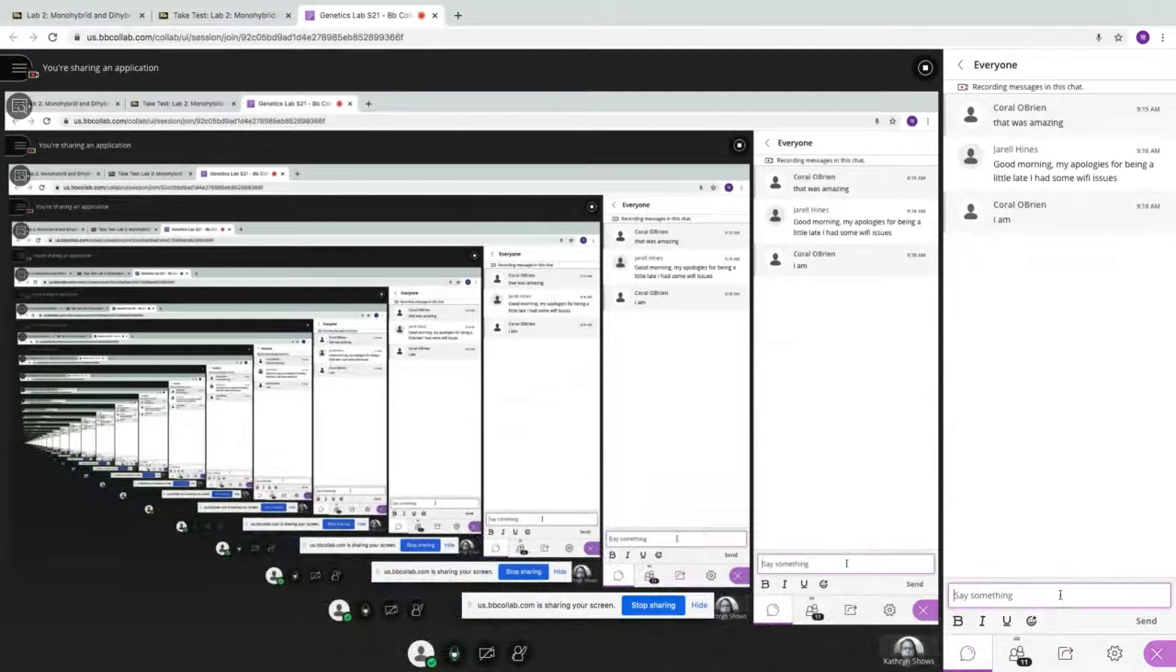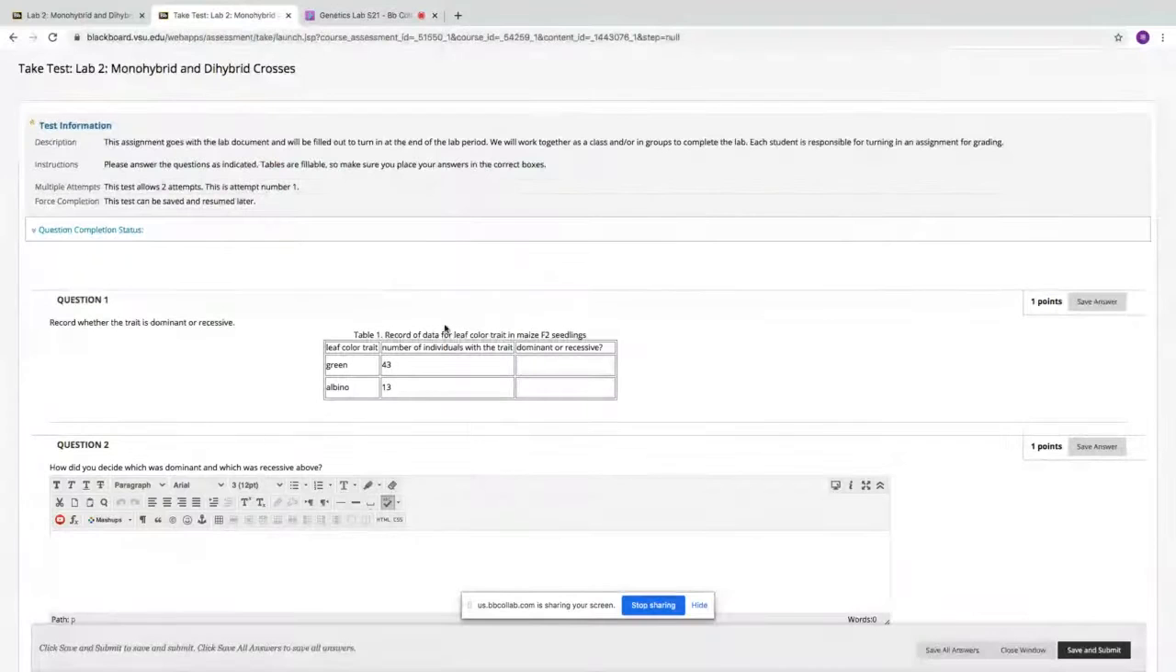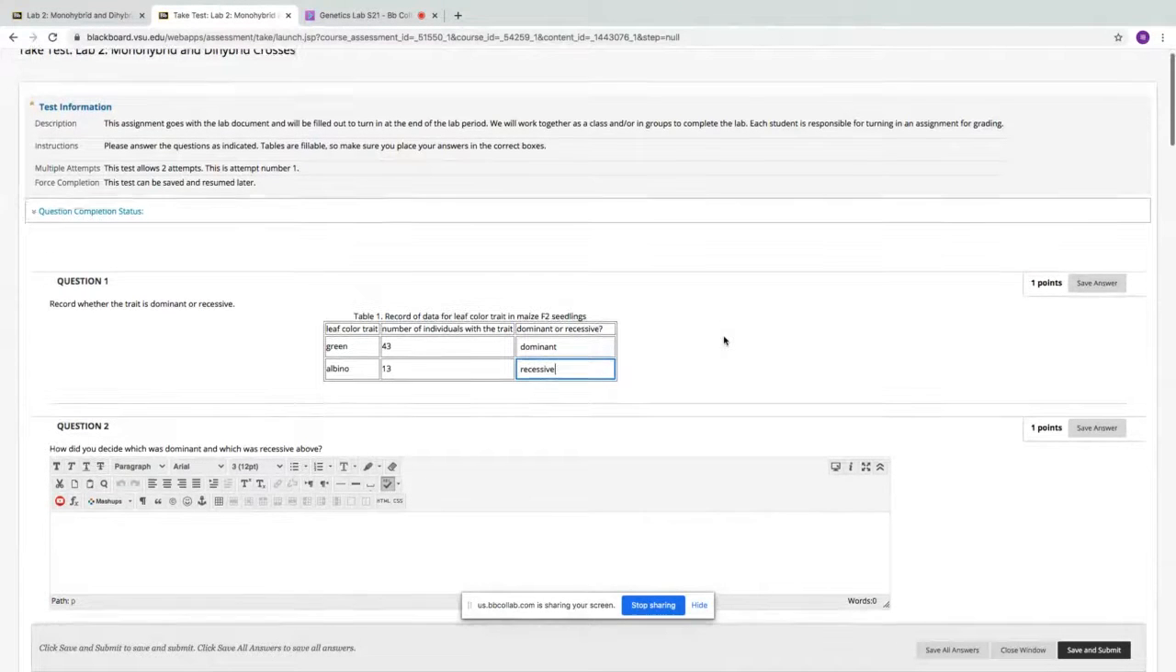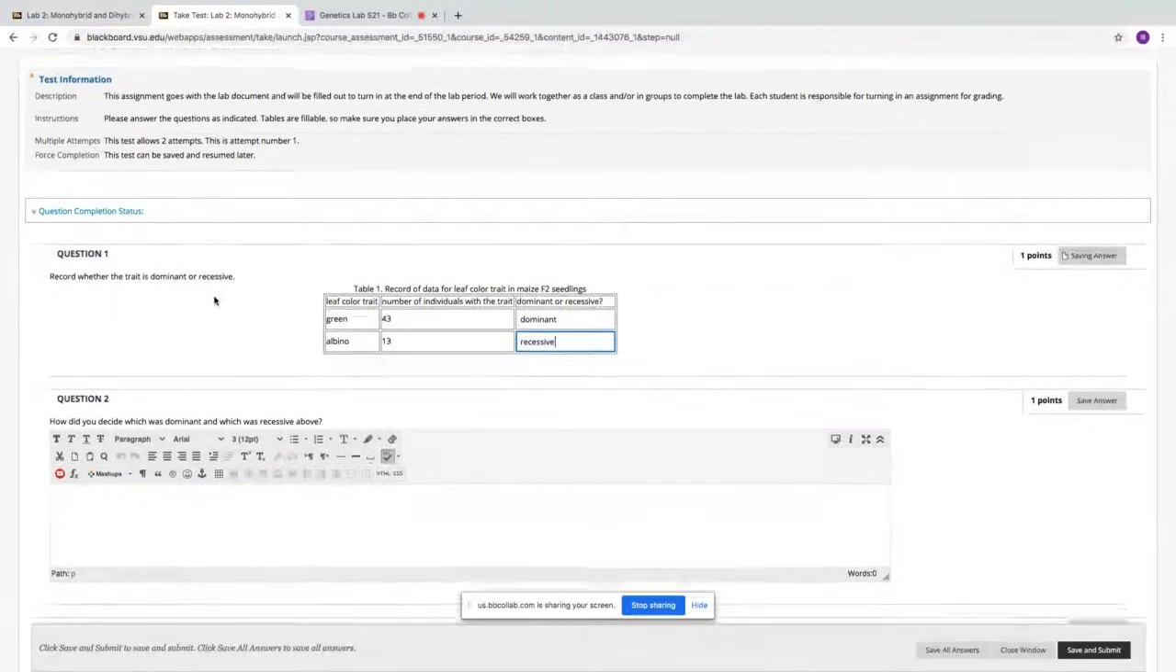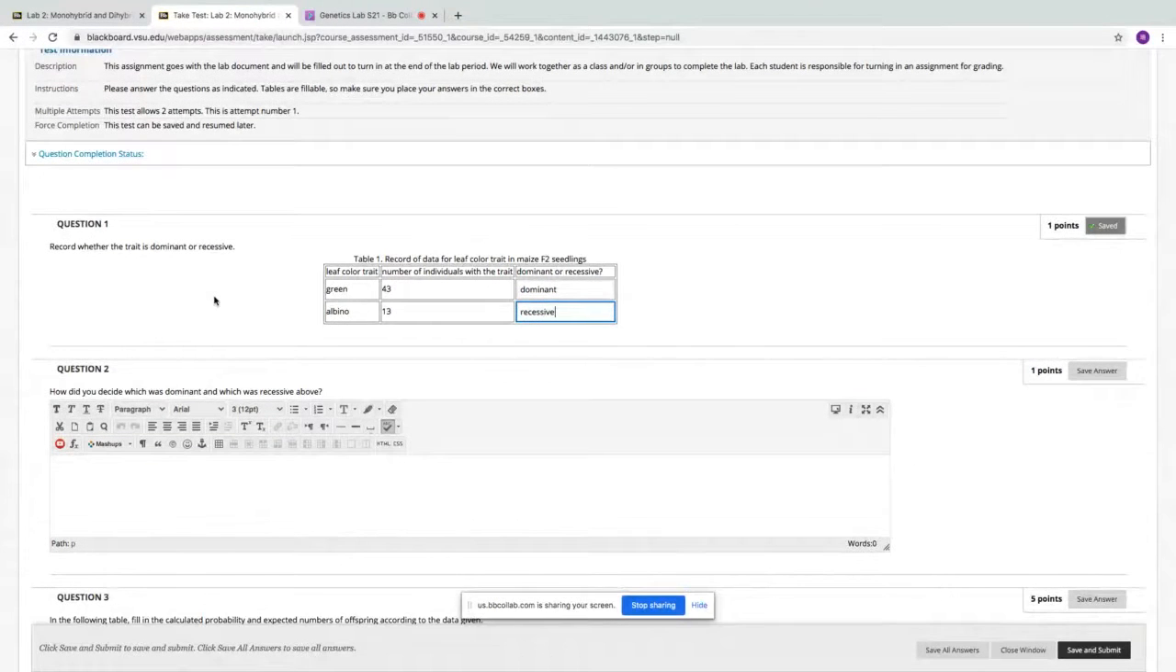Okay. All right. I'm just going to say green is dominant because there's more. I agree. And albino would be recessive. I agree. Okay, good. We are green.